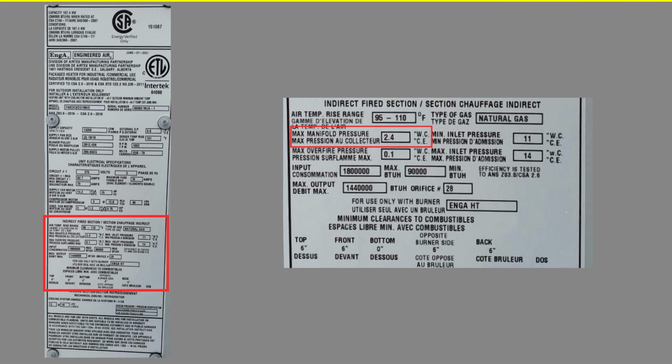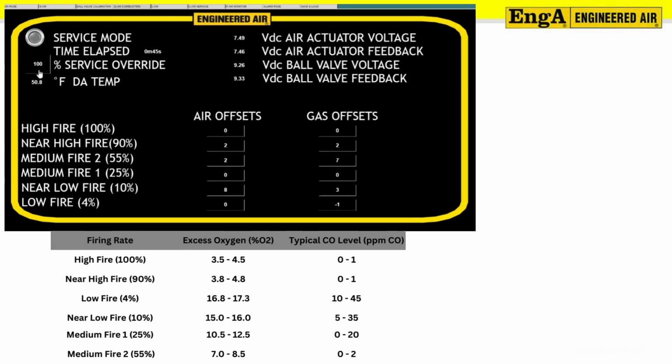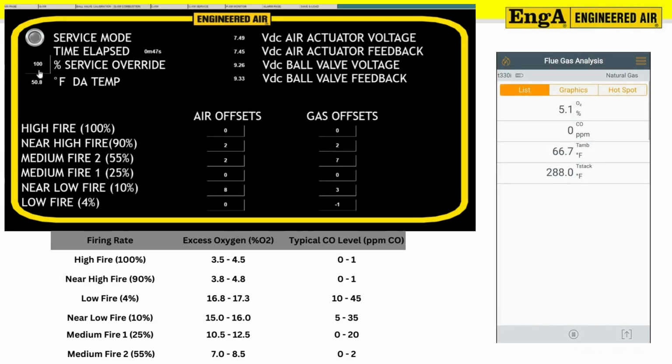It is acceptable for the manifold pressure to deviate 0.3 inches water column from the rated value. If the manifold pressure is not within range, adjust the manifold pressure regulator accordingly. Compare the measured oxygen percentage and parts per million of CO to the values listed on the first row. For this example, the ambient temperature is 18 degrees Celsius, and we're measuring 4.8% oxygen. The 100% air offset can be adjusted down to bring the oxygen level within the specified range.